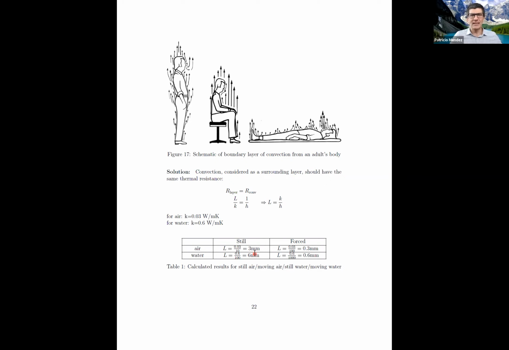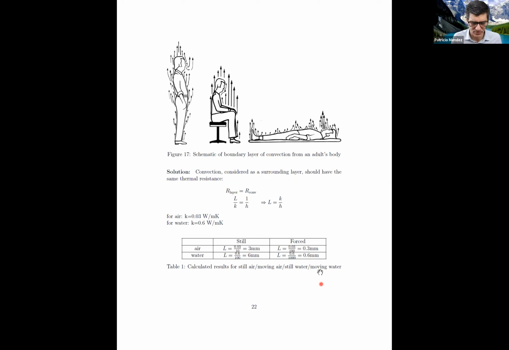So we do the same calculation and we get a very similar result. If you're just sitting in a pool, that's okay. You have a boundary layer of about 6 millimeters. But if you start swimming, you have a boundary layer of water that is about 0.6 millimeters. And you have a double problem, right? Because the boundary layer is very thin when you're swimming, and in addition, the water is quite conductive. We don't have this protective layer of air keeping us warm when we're in the water.